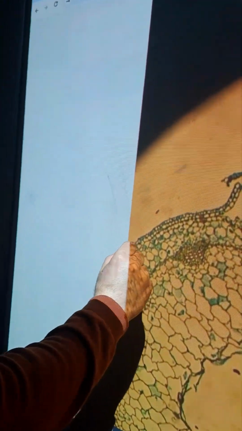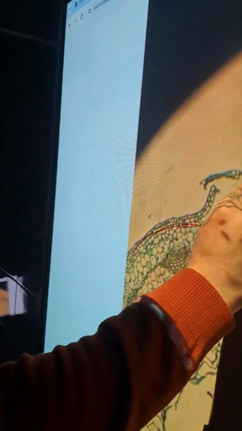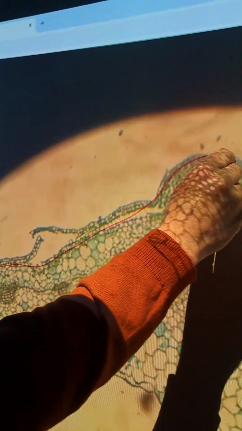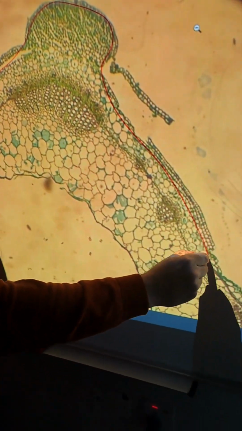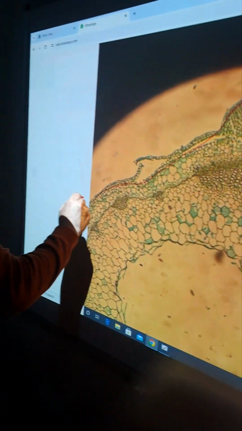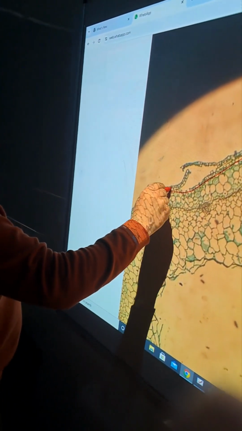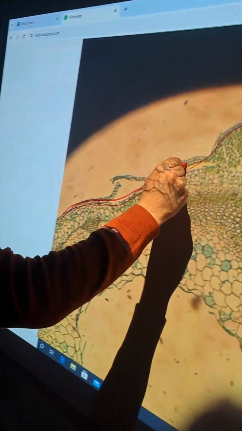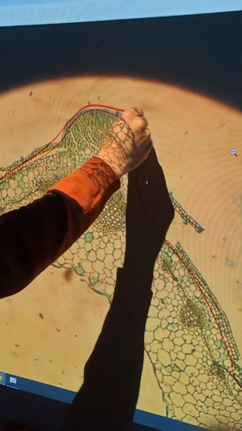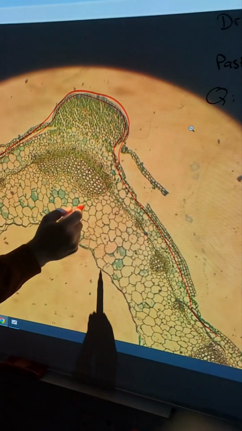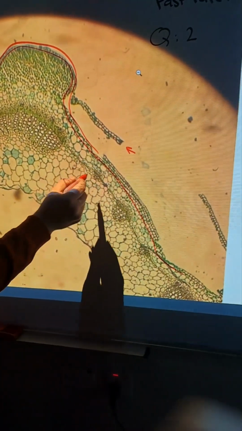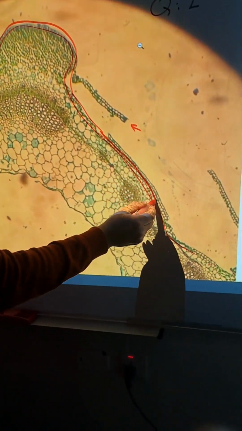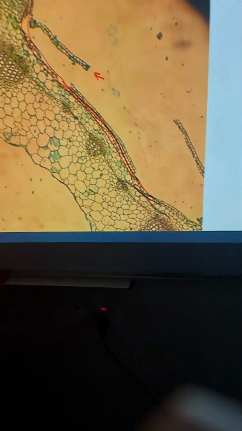So this is the epidermis, which is the very beginning of the outer layer of the transverse section. Again, notice that I ignored this part right here, and I acted as if it is not there.